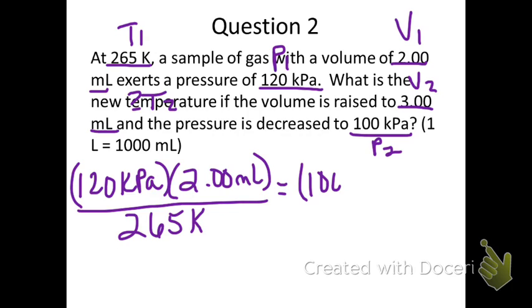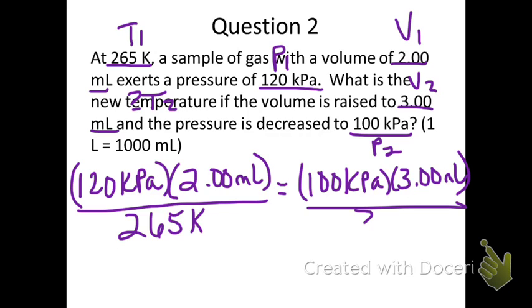Equals 100 kPa times 3 milliliters over unknown temperature. Go ahead and cross multiply your equation and see if you can solve for T2. Go ahead and pause the video and try that. You should have gotten 331.